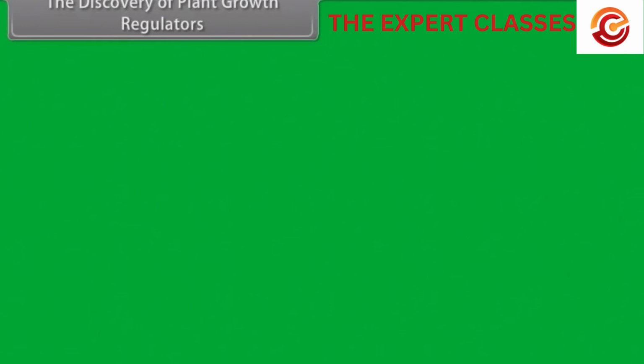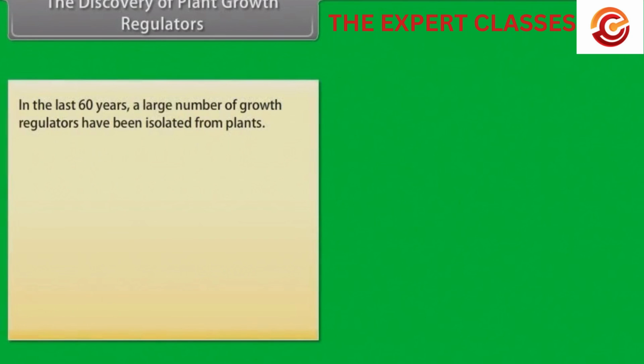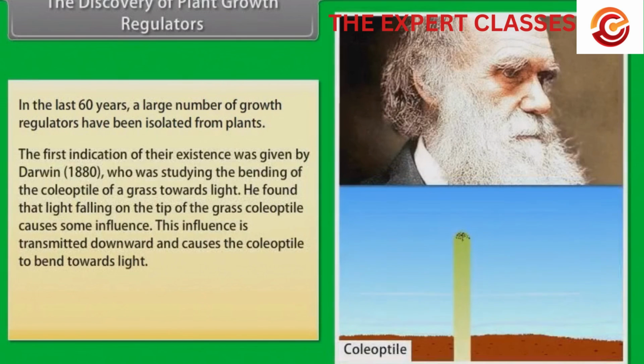The discovery of plant growth regulators. In the last 60 years, a large number of growth regulators have been isolated from plants. The first indication of their existence was given by Darwin in 1880.